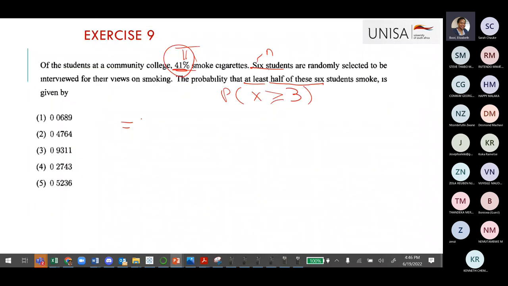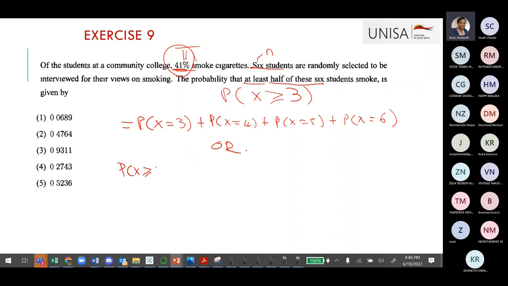So this will be the probability that x is equals to 3 plus the probability that x is equals to 4 plus the probability that x is equals to 5 plus the probability that x is equals to 6. It will stop right there. Or, remember, this is the probability of x greater than or equals to 3.